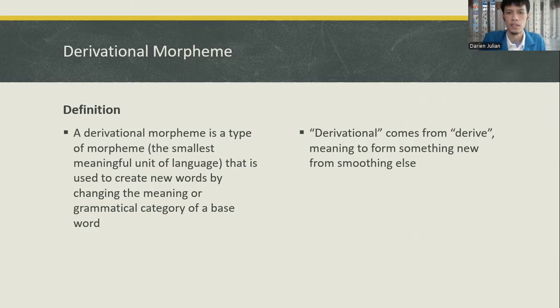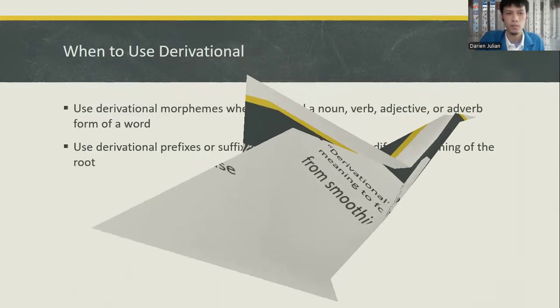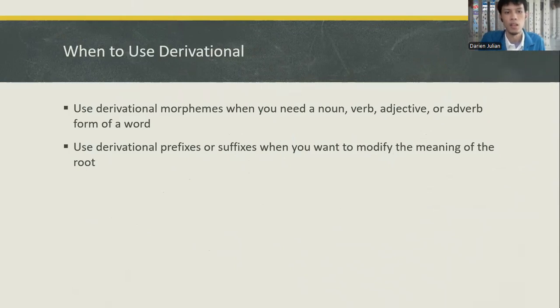Derivational comes from derive, meaning to form something new from something else. A derivational morpheme is added to a root or base word to derive a new word. The process is called derivation. When to use derivational? Use derivational morphemes when you need a noun, verb, adjective, or adverb form of a word. Use derivational prefixes or suffixes when you want to modify the meaning of the root.